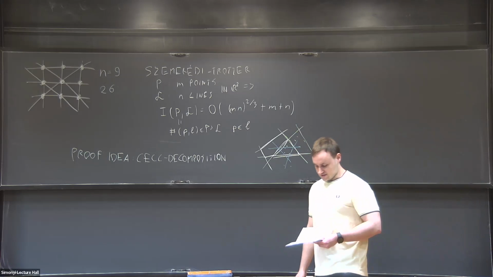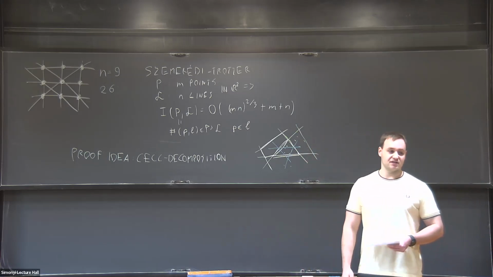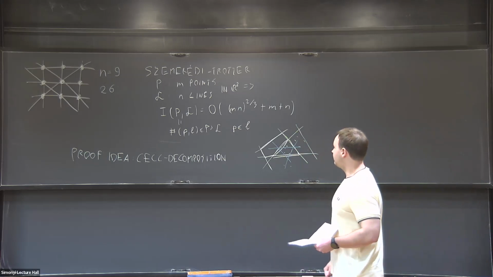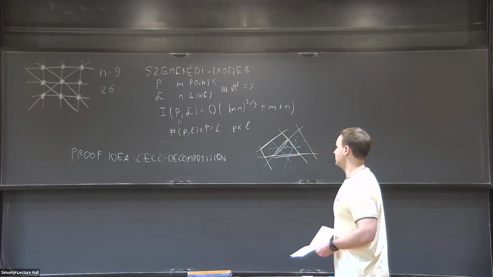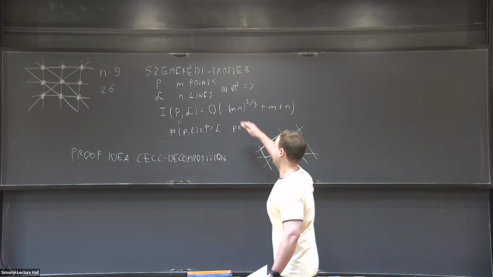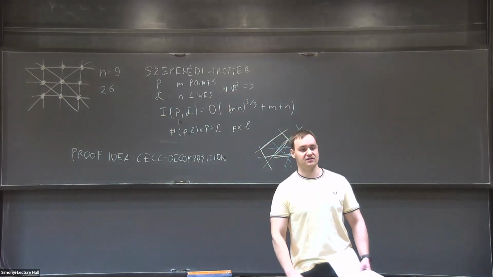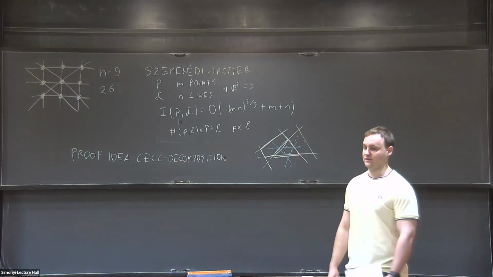But now in today's talk, I want to discuss some variations of this theorem. One very natural question to ask is, what happens if instead of looking at R squared, the plane, we look at points and lines over some arbitrary fields?